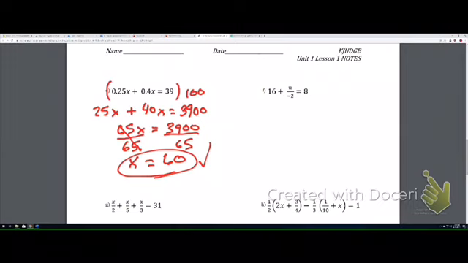Our next equation, we have a fraction in there. So again, in our fractions, we're going to multiply each side by the least common multiple. Our fraction over here is negative 2. So the easiest way to do this is we're going to multiply both sides by negative 2.